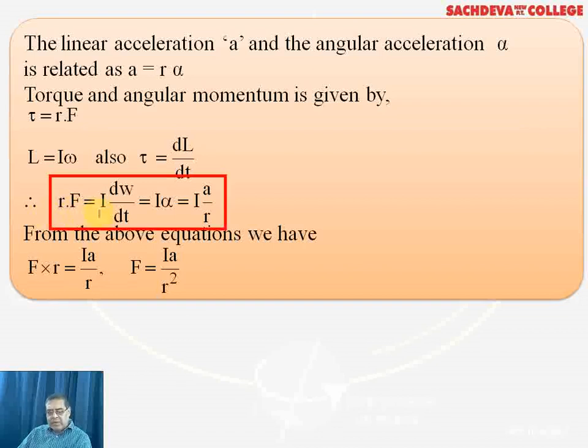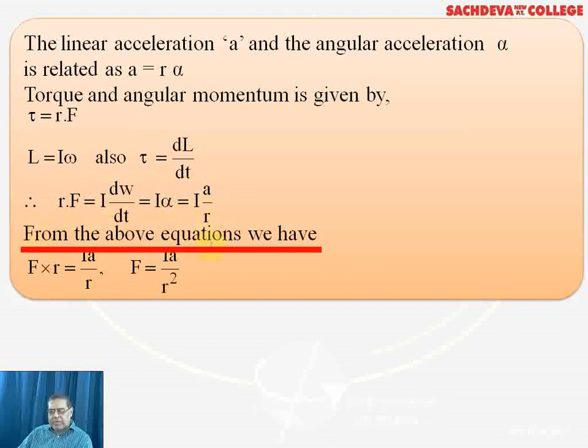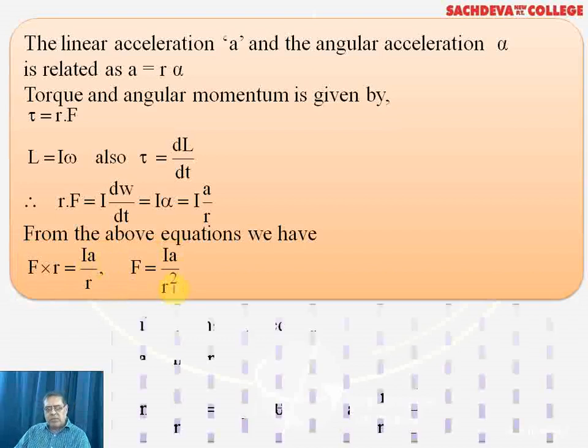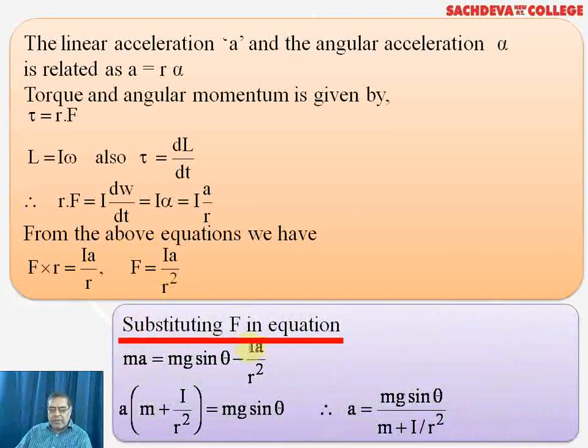So r into F, we are substituting the values. We are again adopting the principle of substitution and elimination. So rF is calculated as I a over r. Now from the above equations, we have F into r is equal to I a over r, or F is equal to I a over r square. That is, mathematically we have calculated the value of F, that is I a over r square. Now substituting the value of F in the equation.